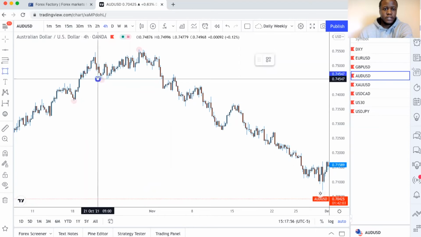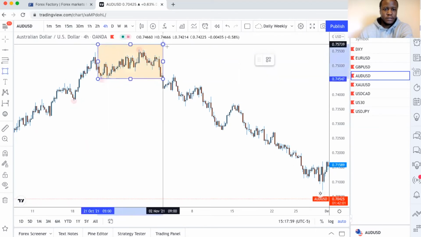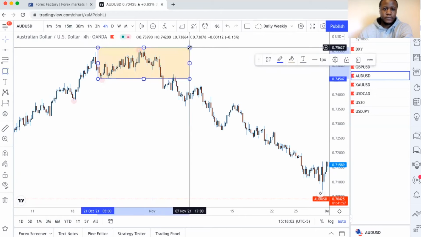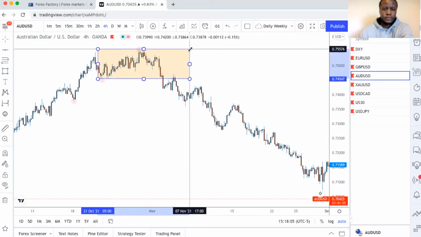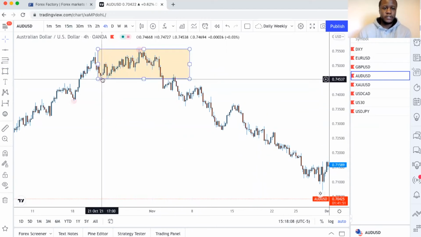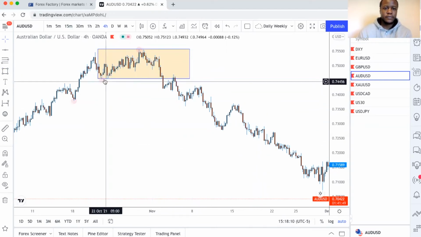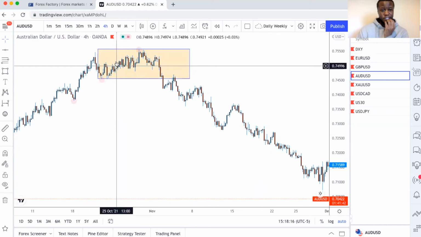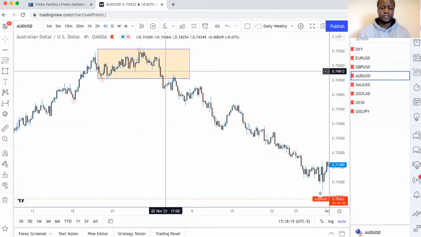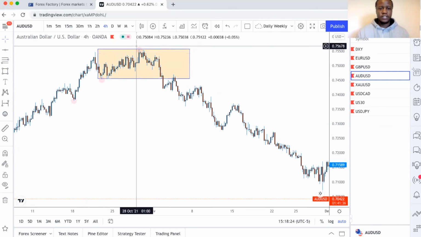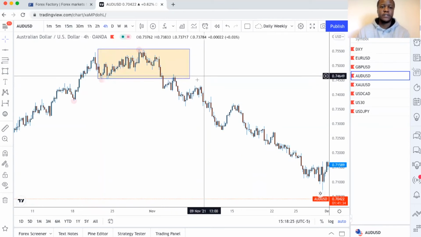So we got consolidation right here. We still got some type of structure, right? And we wait for this to be broken, because you'll know once you see it just start moving side to side. You know it's the same consolidation. And you just wait until this is either broken or this is broken.